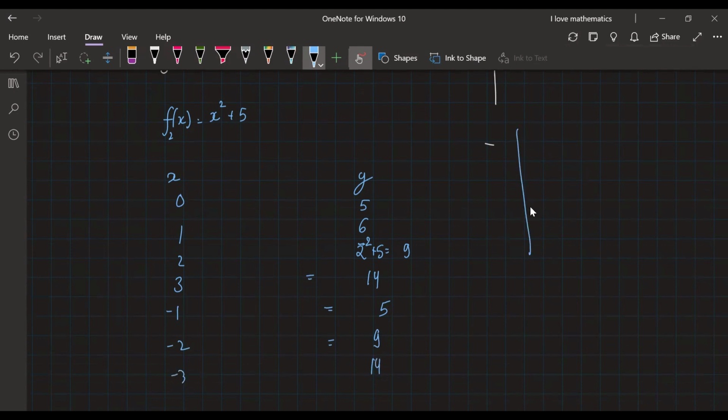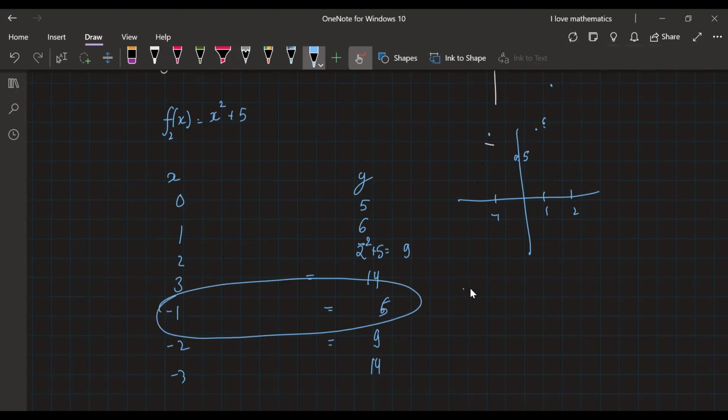At x equals 0, what are we getting? 5. At x equals 1, we get 6. At x equals 2, we get 9. At x equals minus 1, actually it's 6, not 5, sorry. It's minus 1 squared plus 5, which is 6. At x equals minus 2, we get 9. As I told you, minus a squared is just a squared. So the graph is like this.